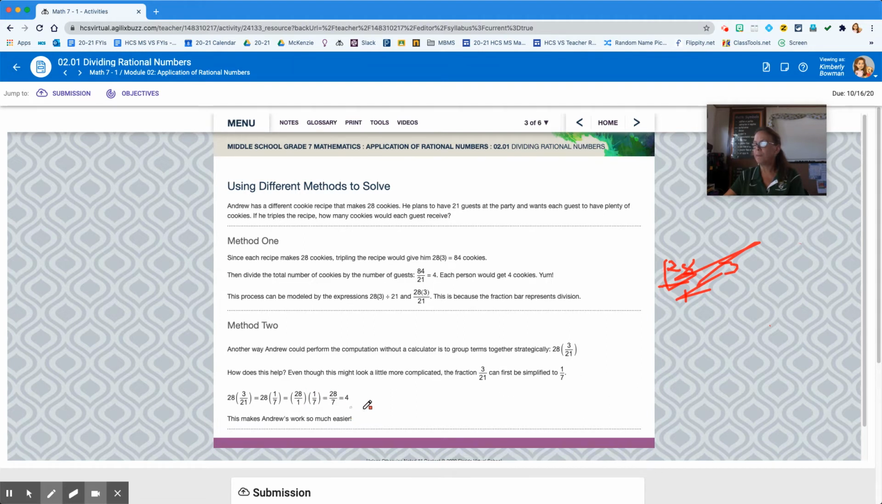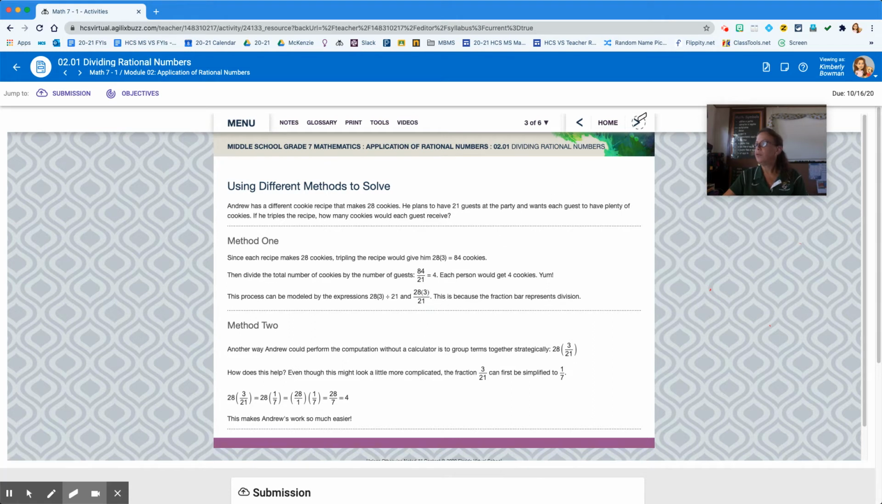Right here, you see the 28 and 7, they could cancel each other out. And anyway, it does make it easier, but I think it's harder. Well, you could have done it right here. You could have said 3 and 21 are both divisible by 3. It goes in there once, and it goes into 21 7 times. So then you just got 28 divided by 7. So we'll do some of those in the Google Meet. I'll show you how to do that.